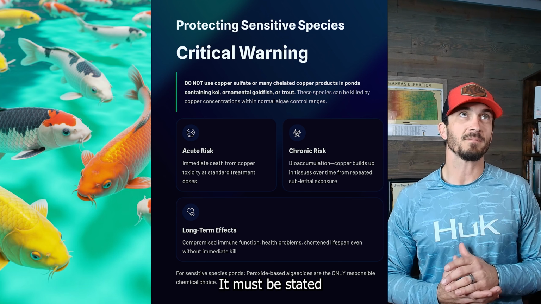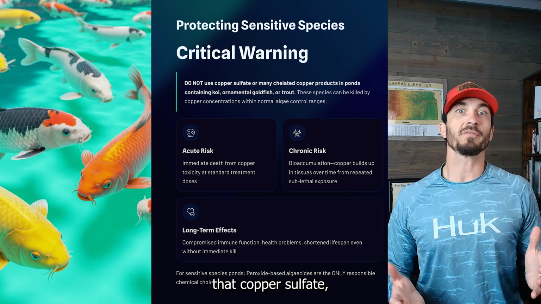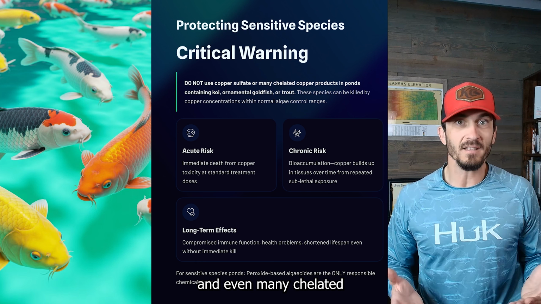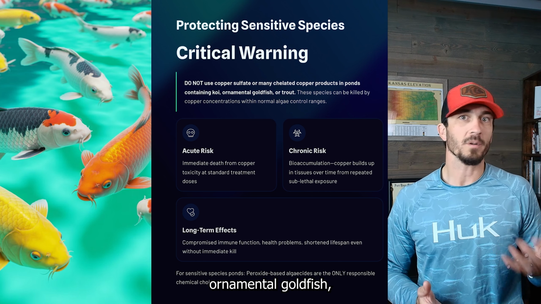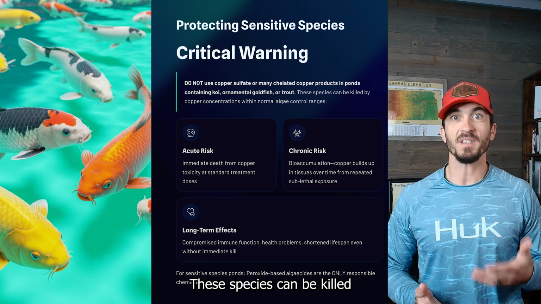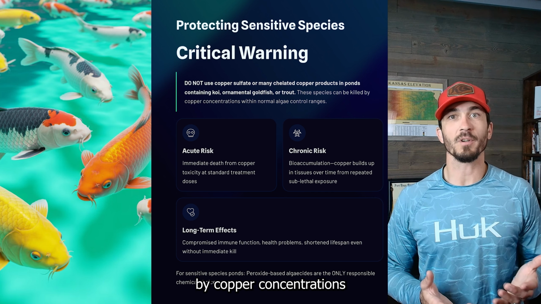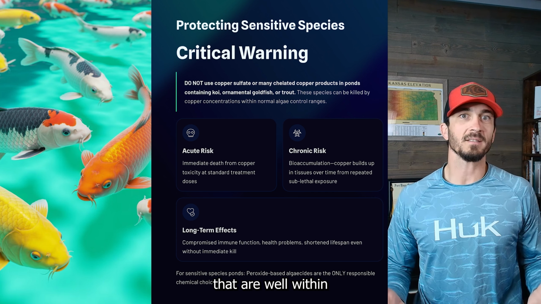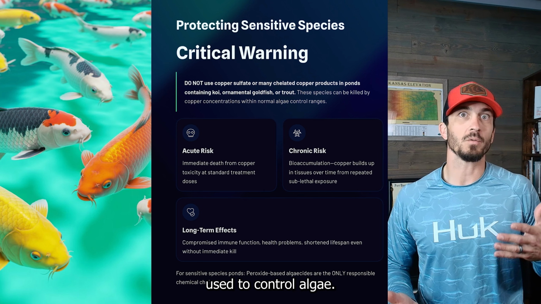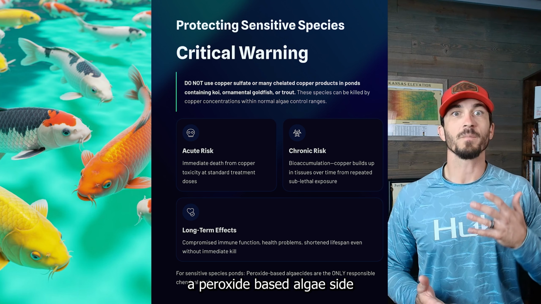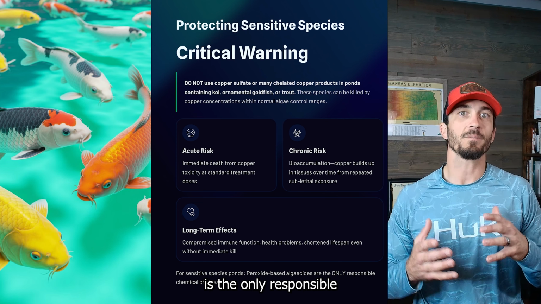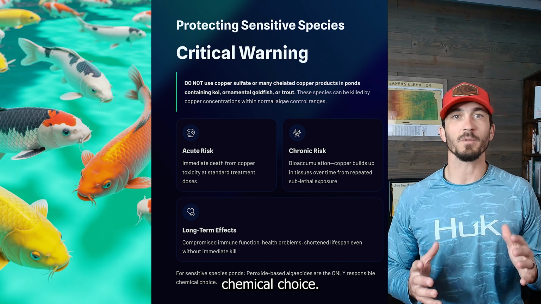It must be stated unequivocally that copper sulfate and even many chelated copper products should not be used in ponds containing koi, ornamental goldfish, or trout. These species can be killed by copper concentrations that are well within the normal range used to control algae. For ponds with these sensitive species, a peroxide-based algicide is the only responsible chemical choice.